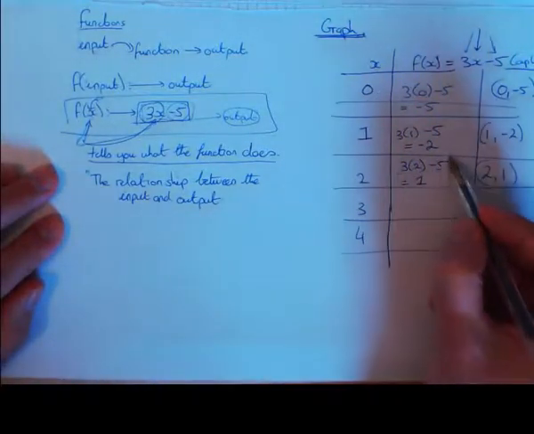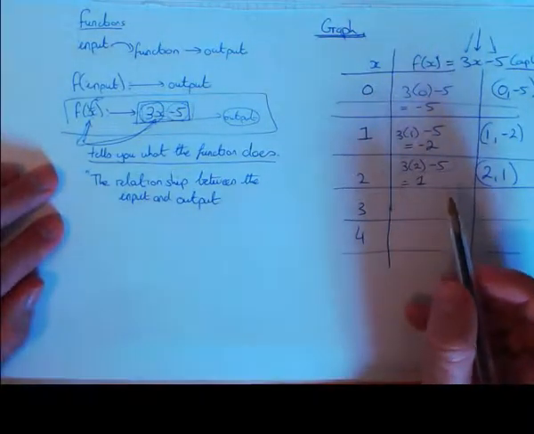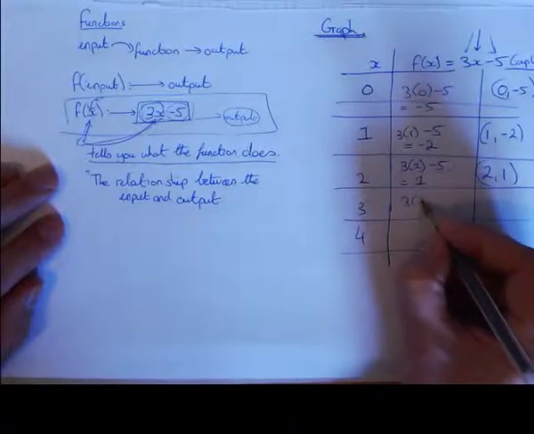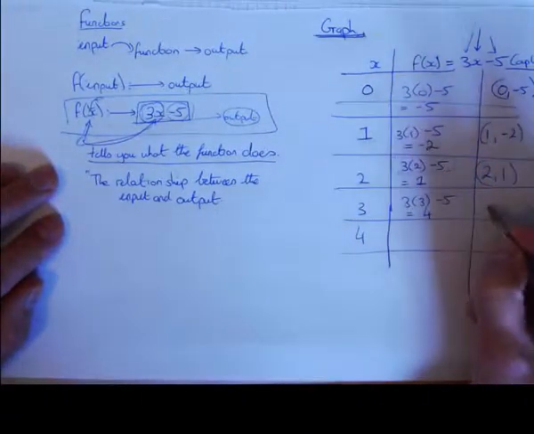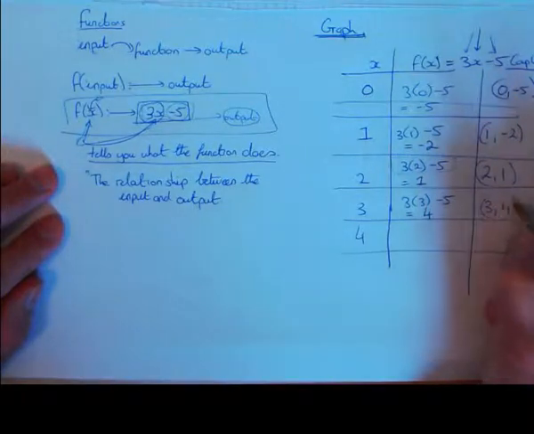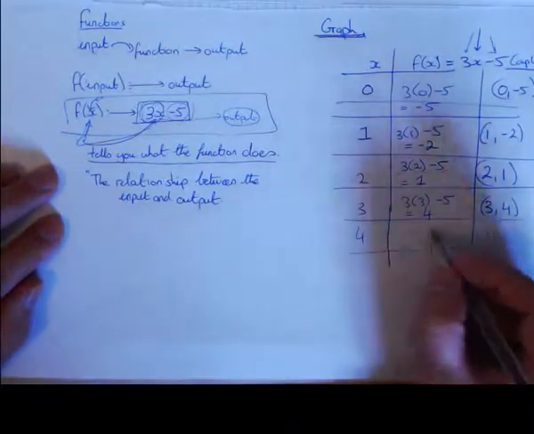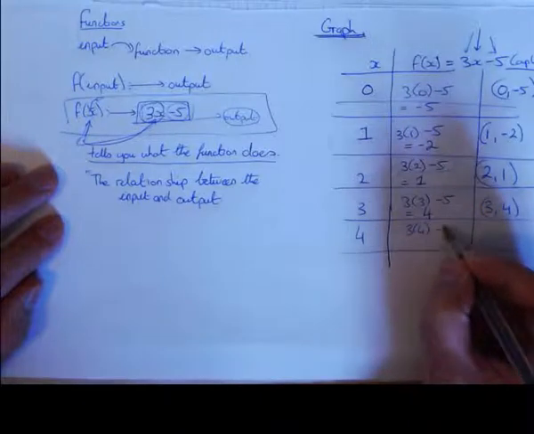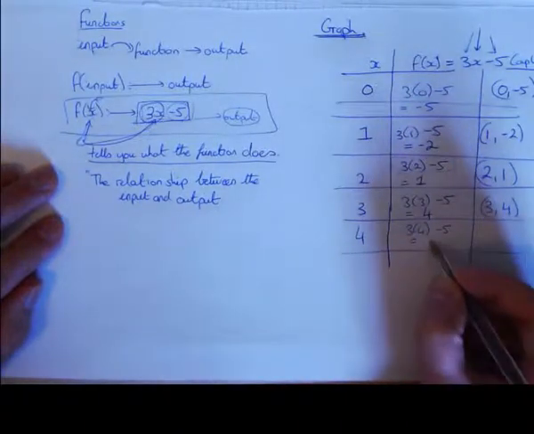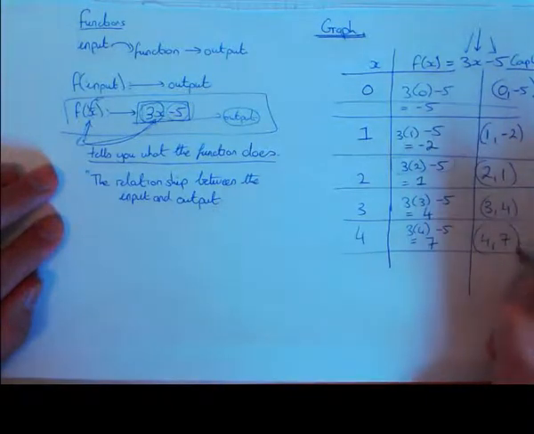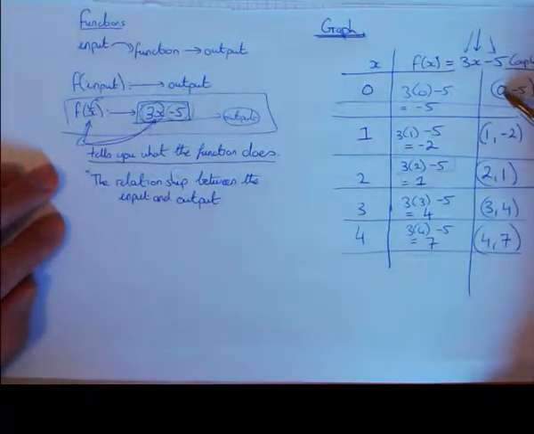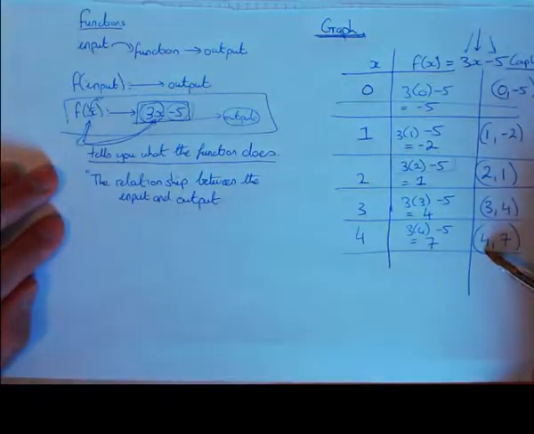If you're not quite sure what the answer is, just put this into your calculator. 3 times 3 take away 5 is equal to 9 take away 5 equals 4. Our couple is 3, 4. Next one, 4: 3 times 4 take away 5 is equal to 12 take away 5 equals 7. Our couple is 4, 7. You'll notice also this goes up in ones, 0, 1, 2, 3, 4. This goes up in threes from negative 5 to negative 2 to 1, 4, 7.